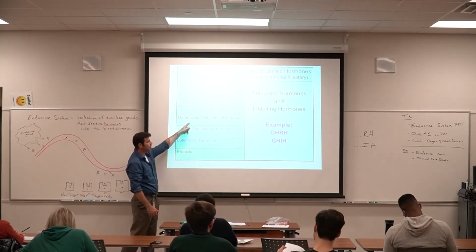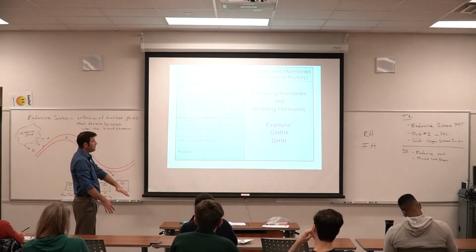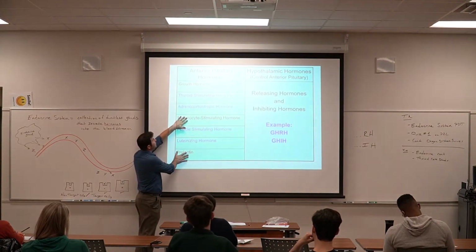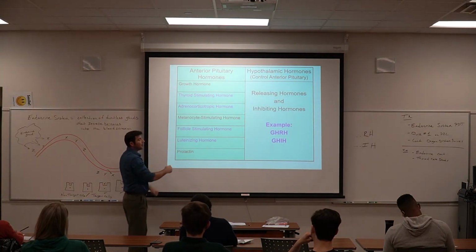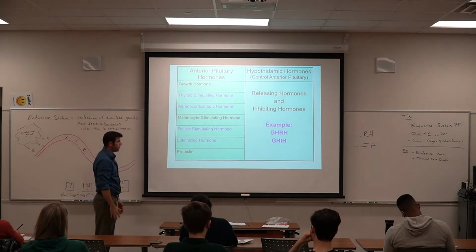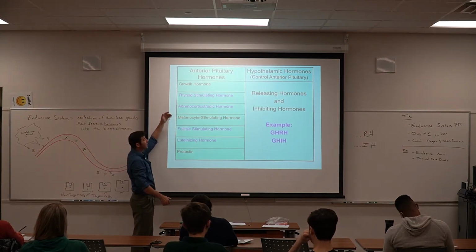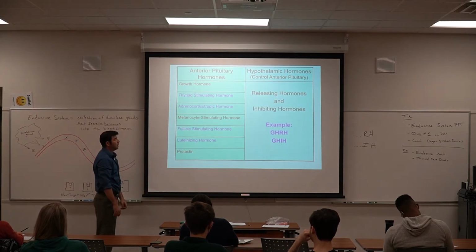Melanocyte stimulating hormone is stimulating those melanocytes to produce their melanin. Those aren't endocrine glands, but all of the ones in blue are going to go after an endocrine gland, and they're going to get that endocrine gland to release another hormone. So thyroid stimulating hormone is going after the thyroid. It's going to cause that thyroid to release what we call T3 and T4 hormones.